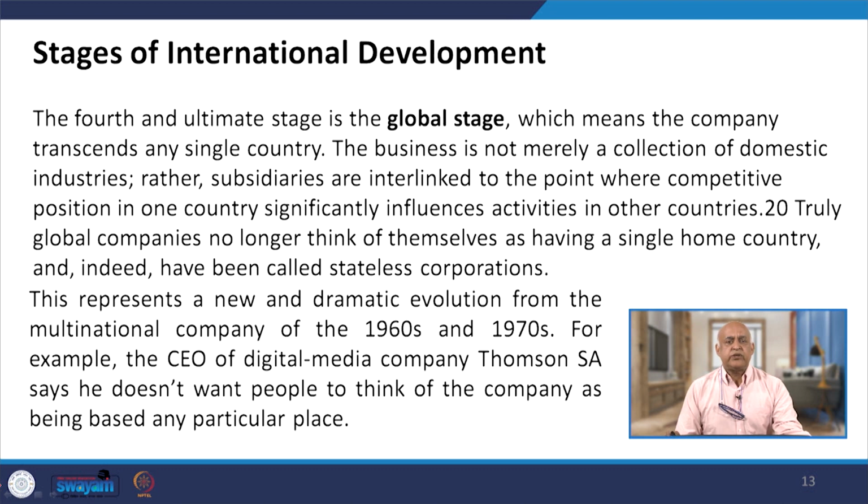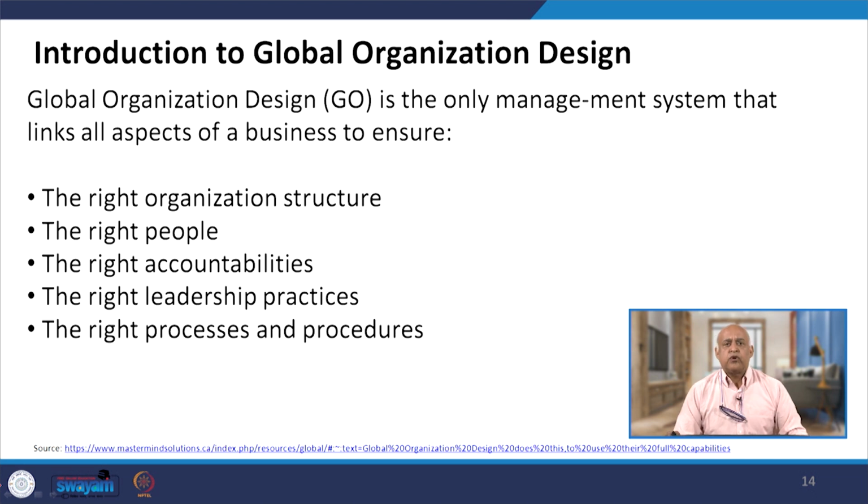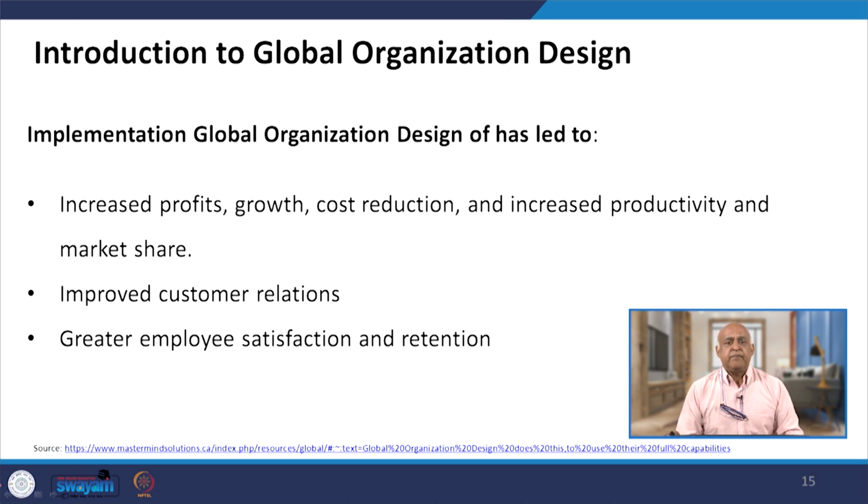This represents a new and dramatic evolution from the multinational company of the 1960s and 1970s. For example, the CEO of digital media company Thomson says he does not want people to think of the company as being based in any particular place. So, global organization design is the management system that links all aspects of the business to ensure the right organization structure, the right people, the right accountabilities, the right leadership practices, the right processes and procedures are there.